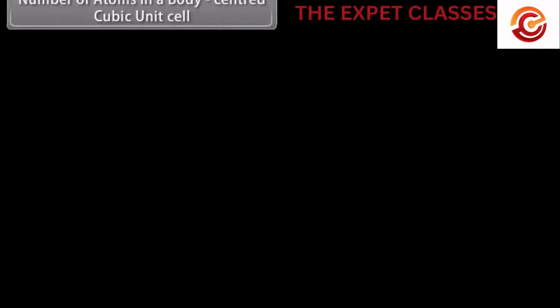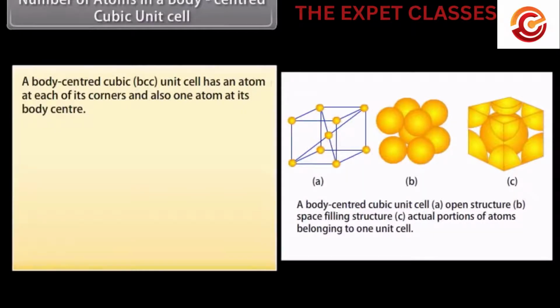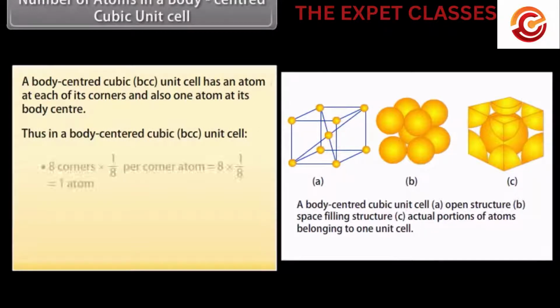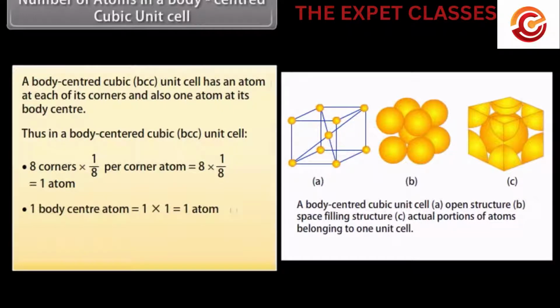Primitive cubic unit cell has been depicted in 3 different ways. Number of atoms in a body-centered cubic unit cell. A body-centered cubic BCC unit cell has an atom at each of its corners and also 1 atom at its body center. Thus, 8 corners into 1 upon 8 per corner atom is equal to 1 atom. 1 body center atom is equal to 1 into 1 equals 1 atom. Therefore, total number of atoms per unit cell is equal to 2 atoms.